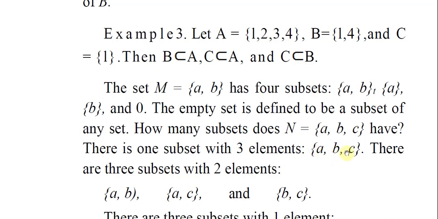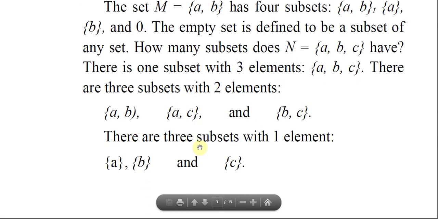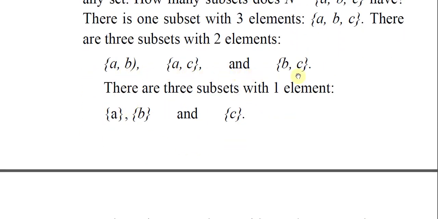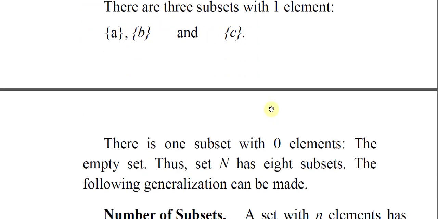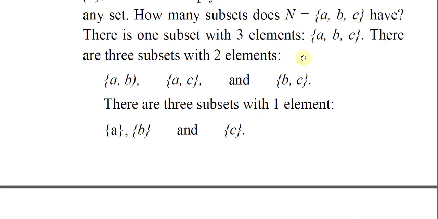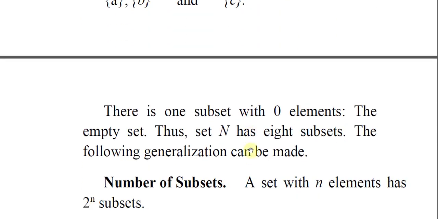And we have 3 subsets with 2 elements. It is {A, B}, {A, C}, and {B, C}. And 3 subsets with 1 element, {A}, {B}, and {C}. So the answer is, and of course, the empty set. And how many do we have? 1, 2, 3, 4, 5, 6, 7, and 8.